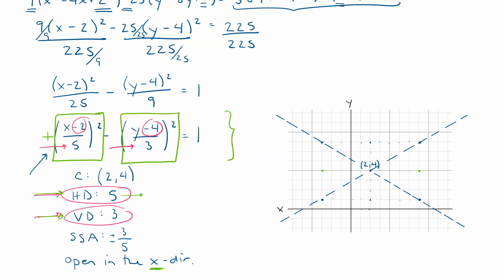Those are the vertices of our hyperbola branches, and we're going to go ahead and label those. So if my center is (2, 4), and I go 5 to the right, I'm now going to be at (7, 4). And if my center was (2, 4), and I go 5 to the left, I'm going to be at (-3, 4). My x values are changing, not my y values.